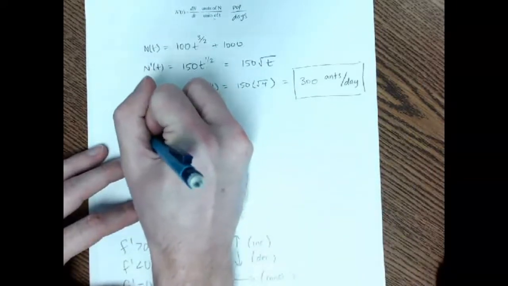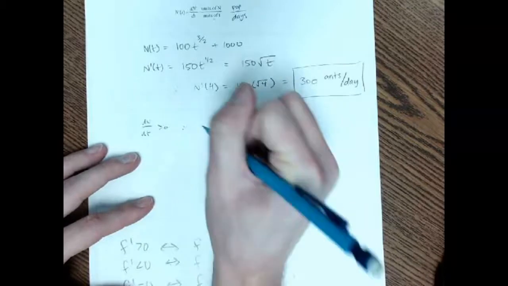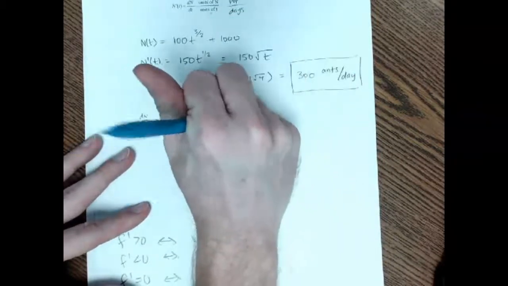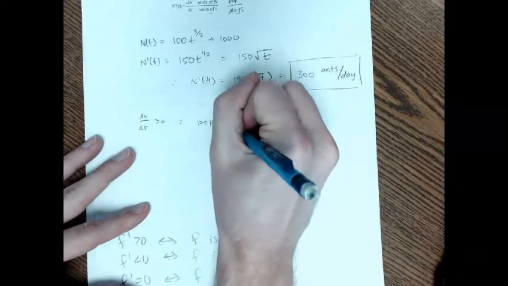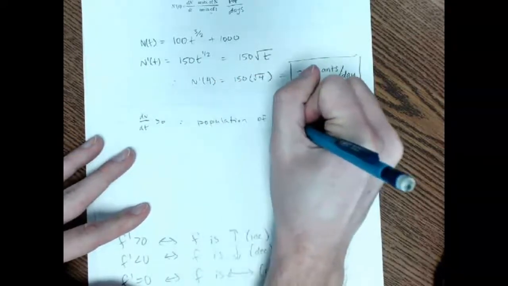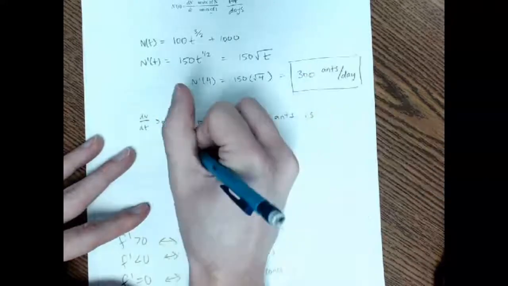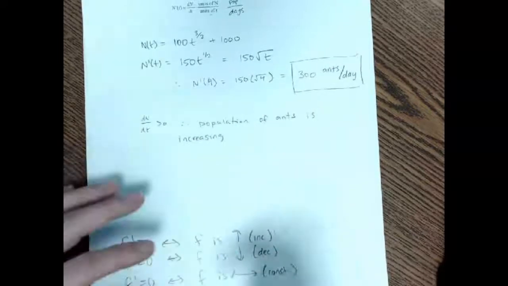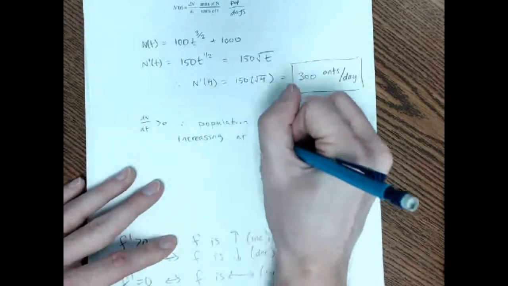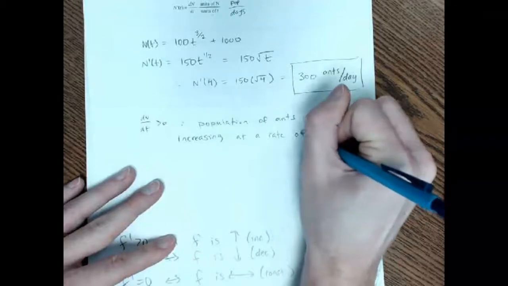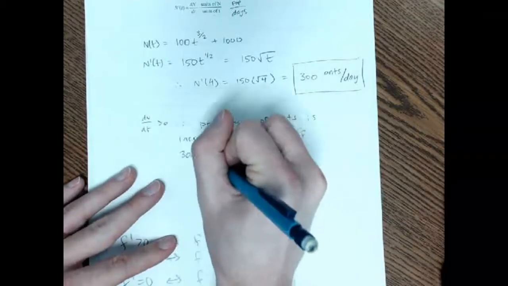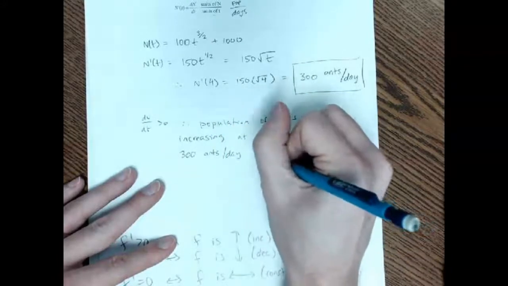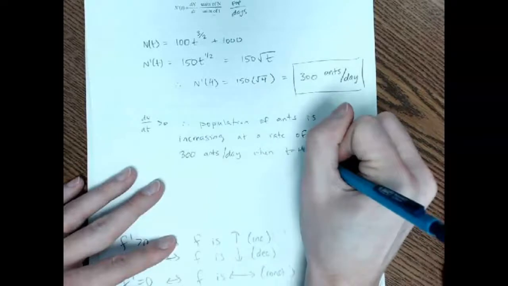dn/dt was greater than 0. Therefore, the population of ants is increasing. Because it's positive, that population of ants is increasing at a rate of 300 ants per day when time equals the 4th day.